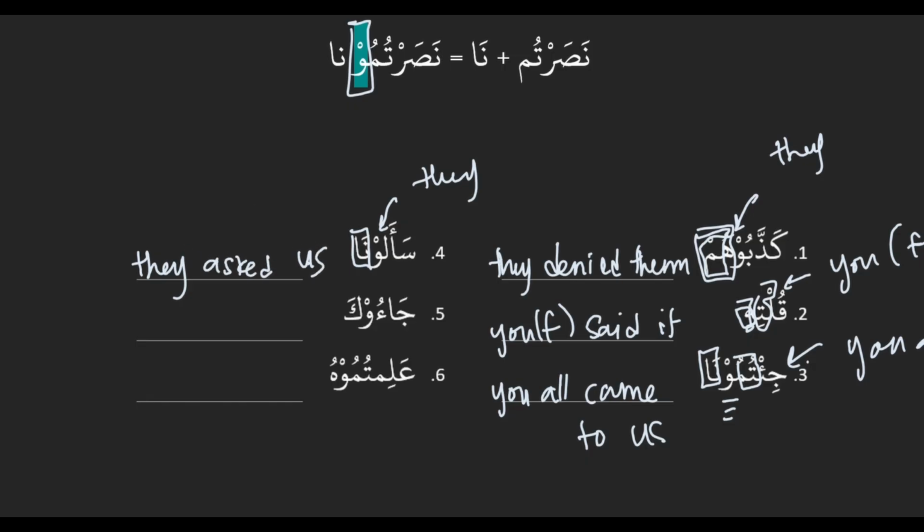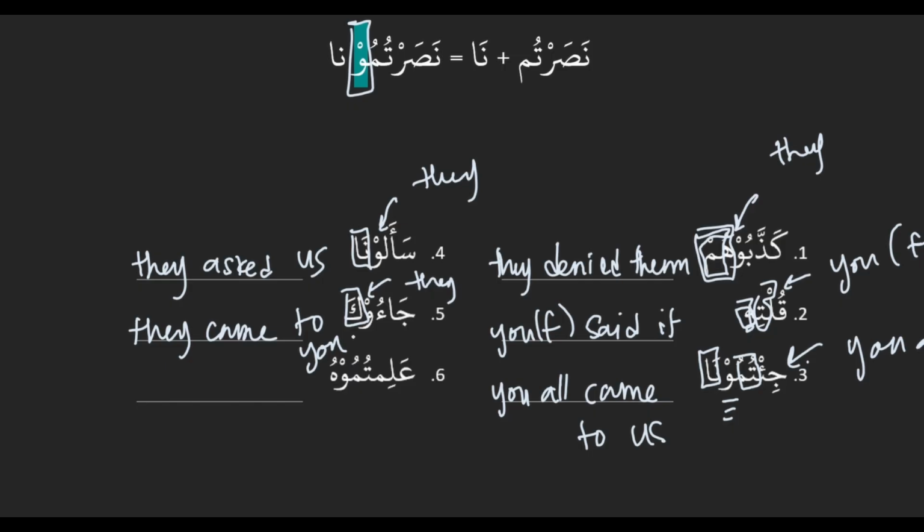Doer, action, receiver. Number 5, ja'uka. Ka is an attached pronoun. Good. What are we left with? Ja'u. Waw tells us that it's they. Good, waw tells us that it's they. And translation? Doer, action, receiver. They came to, what was ka? You. Good, they came to you.